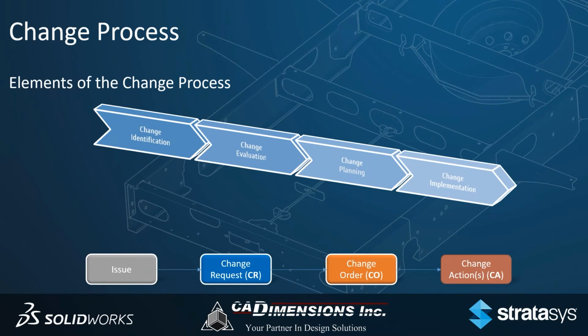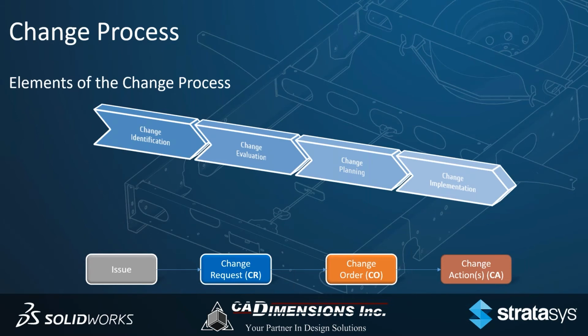So some of the terms that we typically use that correlate with these elements: change identification is issue management. Does your organization have a way for somebody to bring up a problem, to say, I've got an issue and it needs to be looked at? This is the first step. The evaluation is done through a change request. Hey, I'm requesting that this thing needs to be changed. Here, we're going to evaluate what needs to be done to make that change occur.